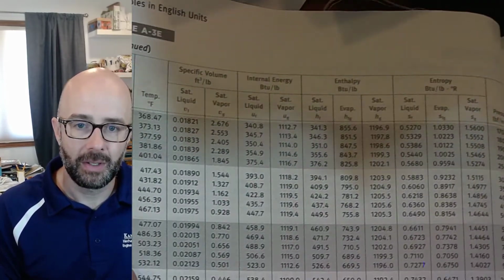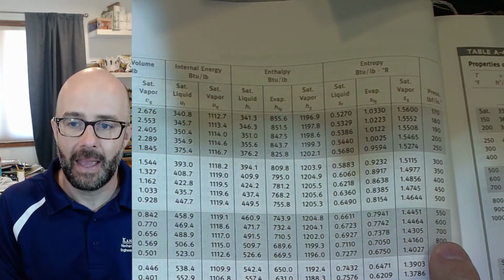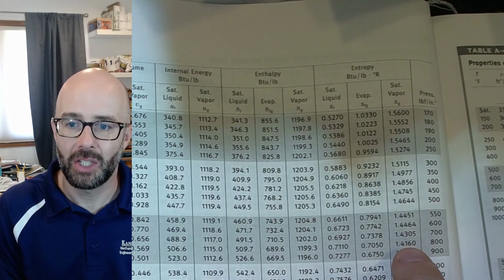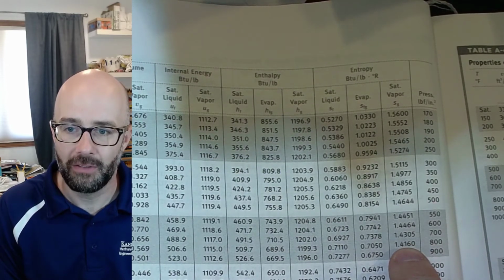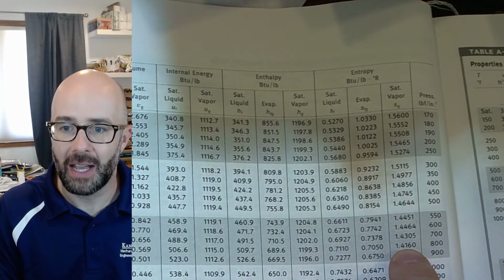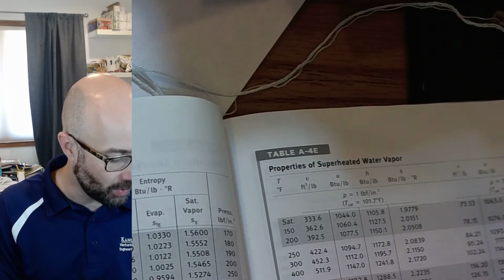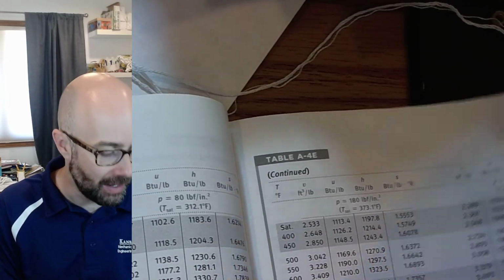800 psi, which you can't see here, 800 psi. We're going to have saturated vapor at 1.4160. We're at 1.6356, so we're well above that. We're going to be a superheated vapor. So let's go to our 800 psi superheated vapor.